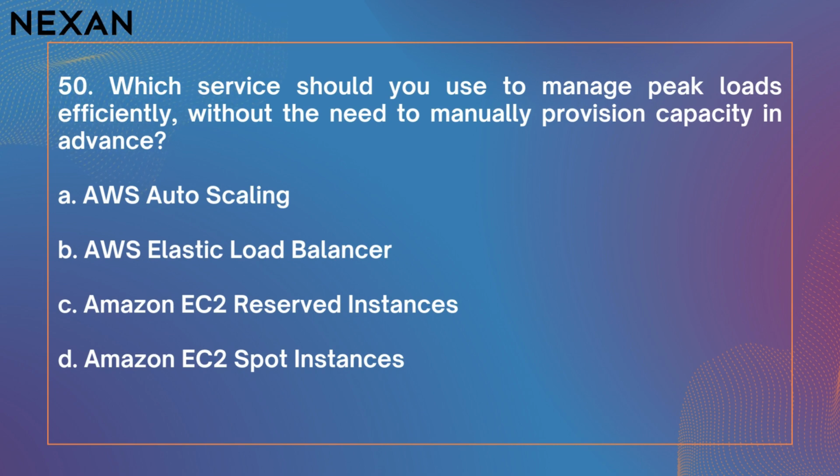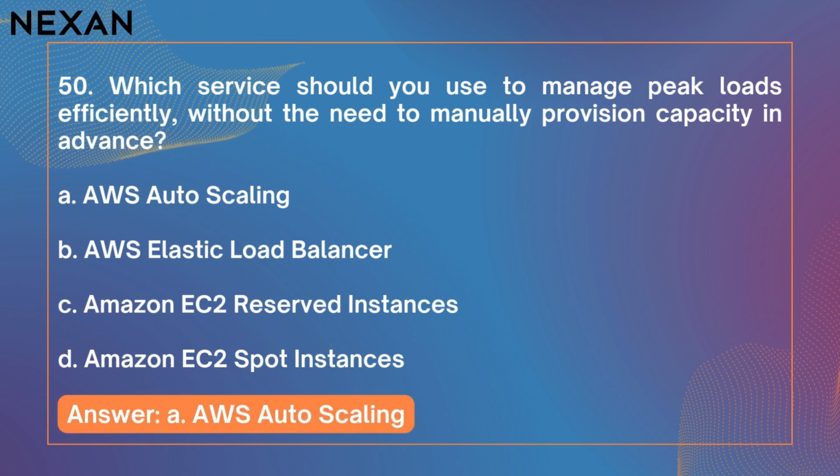50. Which service should you use to manage peak loads efficiently without the need to manually provision capacity in advance? A. AWS Autoscaling. B. AWS Elastic Load Balancer. C. Amazon EC2 Reserved Instances. D. Amazon EC2 Spot Instances. Answer: A. AWS Autoscaling.